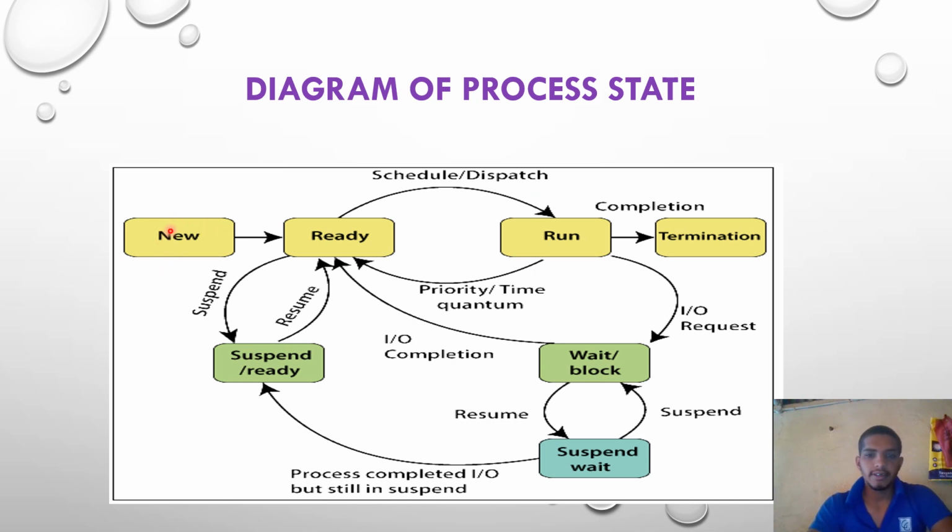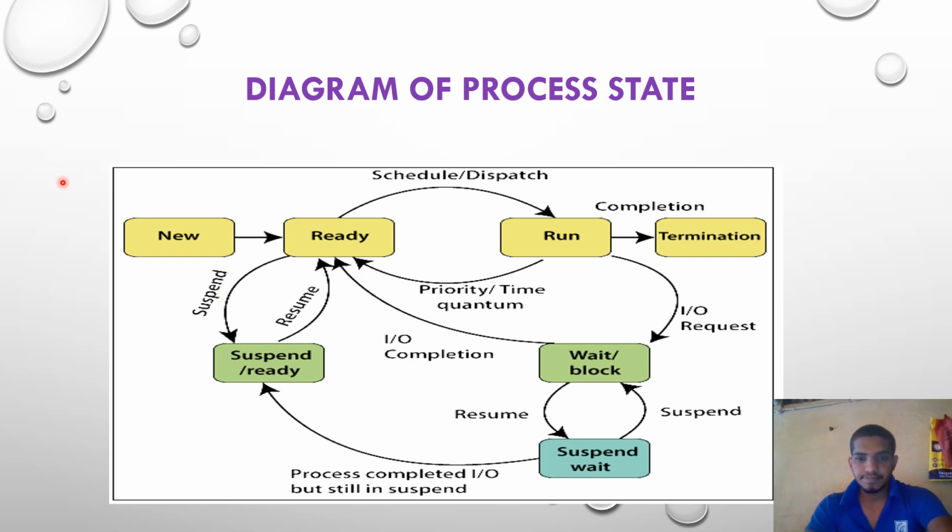First, new state. From when a process is created up till its completion, it goes through various states. The first state is the new state. In the new state, a program which is going to be picked up by the operating system from secondary memory into main memory is called a new process. That state of the process is called the new state.